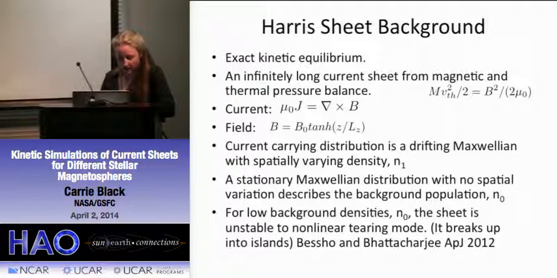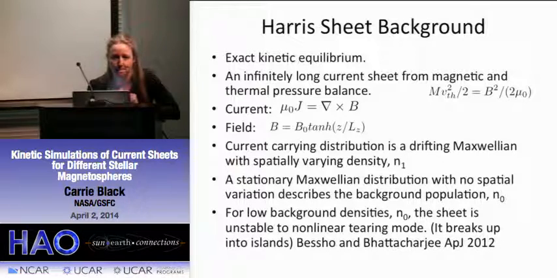In the kinetic models, you have a stationary Maxwellian distribution with no spatial variation. That's a background population. So you have a background population of electrons, and in this case, positrons. Well, electrons and ions, right? If you do the classical Harris, it's electrons and ions. And then you have a current carrying distribution on top of that that has a spatially varying density. And that's our N1. Now, typically in kinetic models, you have a large background population and a relatively small current carrying population. And so this is nice and stays in equilibrium, even in the noisy PIC calculations. But Besho and Bhattacharjee did some work with a low background population, and they show that actually due to the fluctuations in the PIC codes, this is unstable to nonlinear tearing, so you get island formation naturally.